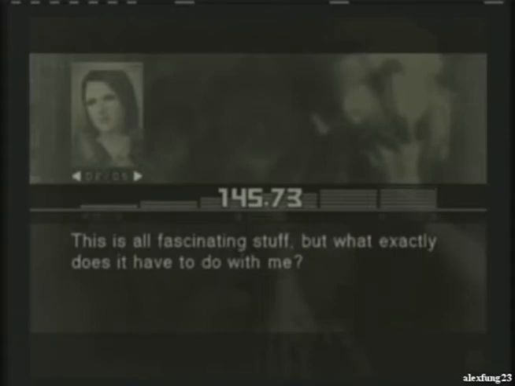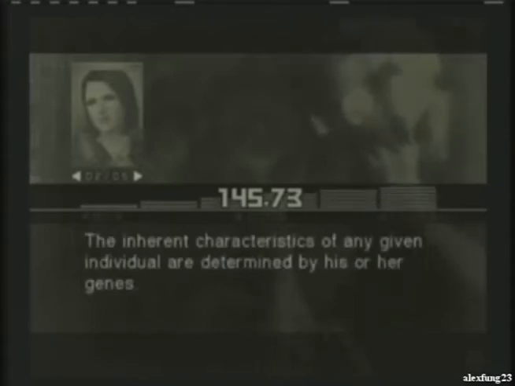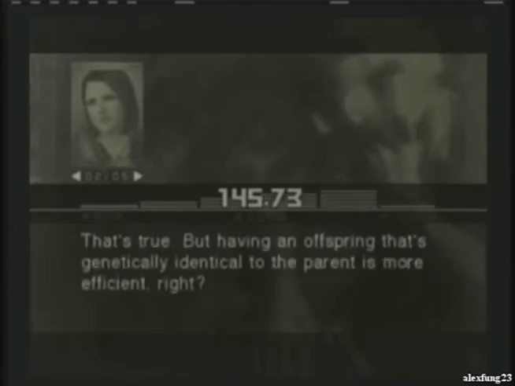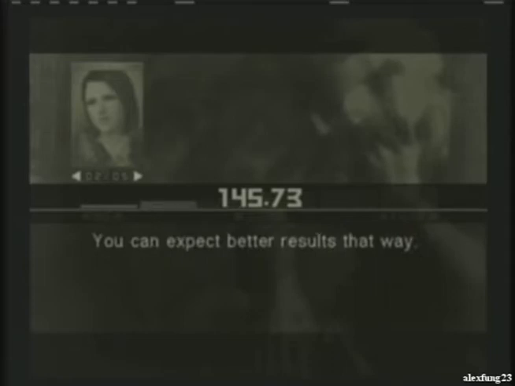Yeah, this is all fascinating stuff, but what exactly does it have to do with me? The inherent characteristics of any given individual are determined by his or her genes. By duplicating a set of superior genes, a separate body with the same set of characteristics, a clone, can be created. But genes don't control a person's fate. That's true, but having an offspring that's genetically identical to the parent is more efficient, right? You can expect better results that way.